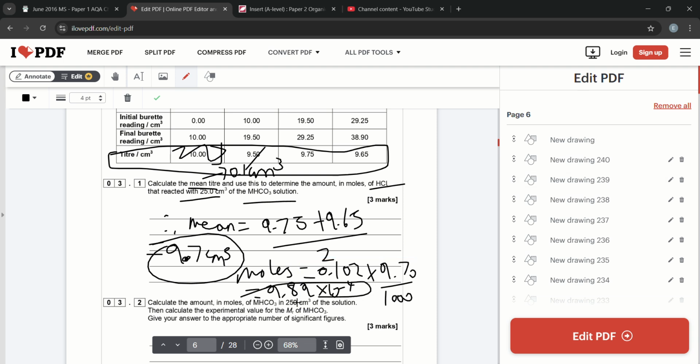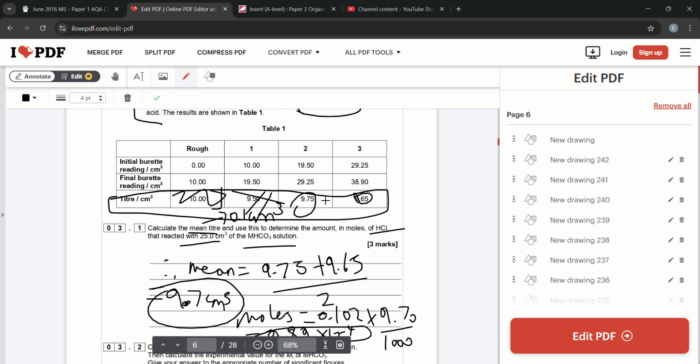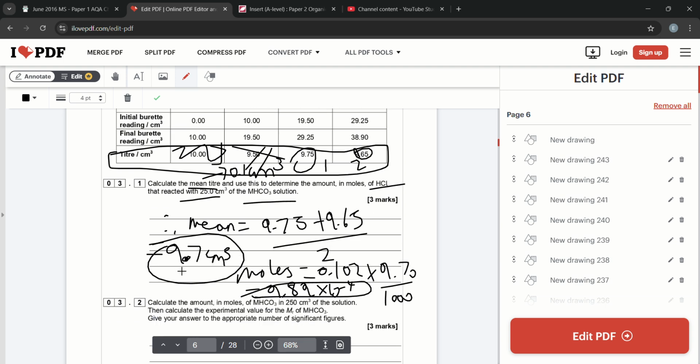So we find the mean titer within 0.1 centimeters cubed, so it can only be 9.75 and 9.65. 9.5 is 0.25 centimeters cubed away from 9.75 and 0.15 centimeters cubed away from 9.65, so we can't use this, as well as 10. So add these two together. How many are there? We're using 2 values. In this case, it's not going to be divided by 4 or divided by 3. It's going to be divided by 2, because we're not using the first titer or the rough titer. So we divide by 2, we get this.